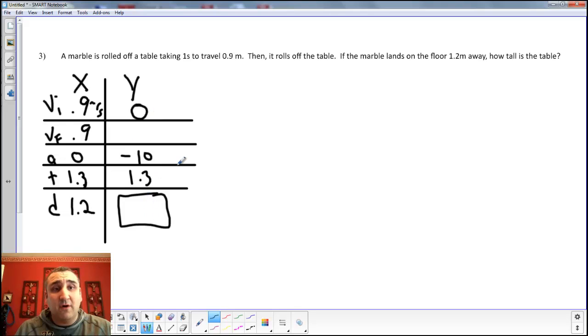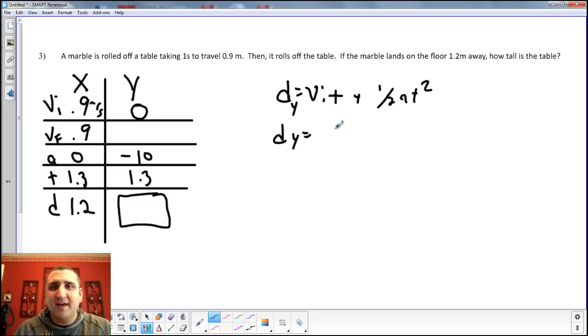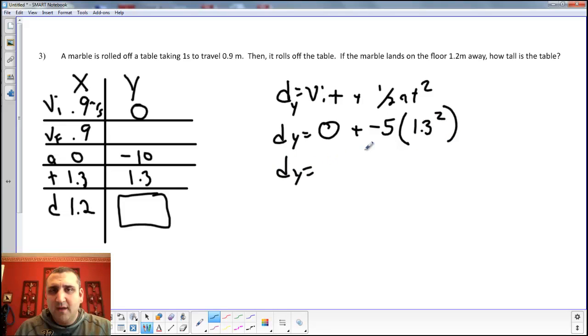Distance equals VIT, distance in the y, that is, plus 1/2 AT squared. VIT is going to be 0 plus -5 times 1.3 squared. D in the y is going to be, what's 1.3 squared? It's actually 5 times 1.69. Then you can multiply 1.69 times -5, and you should get -8.45 meters. So the marble falls 8.45 meters.